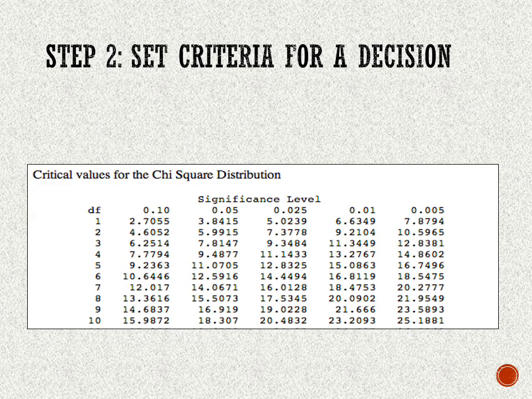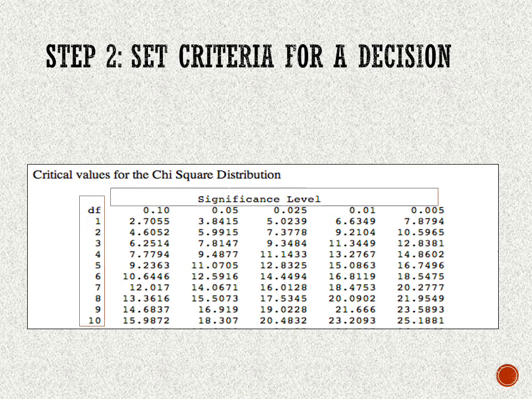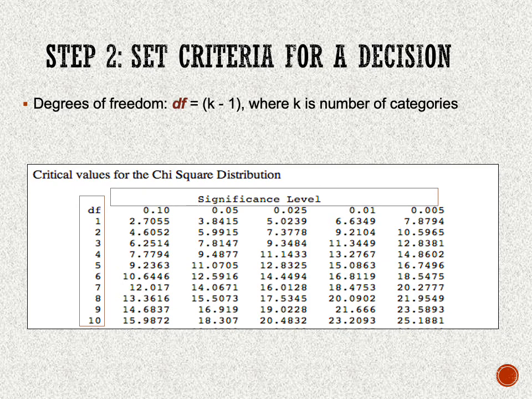Step 2 is going to be to set our criteria. Again, we need our degrees of freedom, our DF, and we need our significance level. So again, degrees of freedom is K minus 1. K is the number of categories. In this case, if you'll remember, we have 5 categories. There's 5 colors: purple, yellow, orange, green, and red. So we plug that in, 5 minus 1. So our DF, or our degrees of freedom, equals 4.